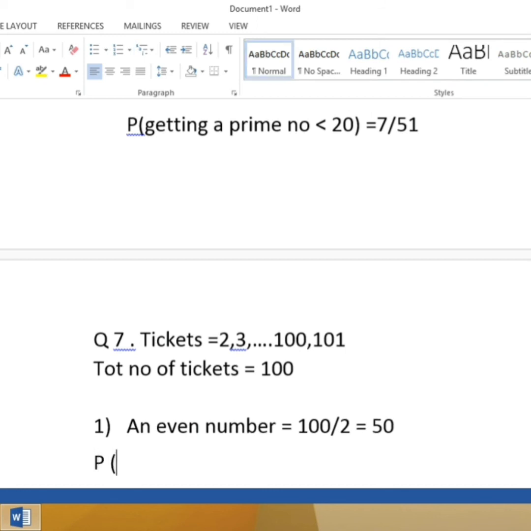We can do it by the arithmetic progression formula also, or directly as well. So the probability of getting an even number is equal to 50 by 100. Further simplifying, we'll get 1 by 2.